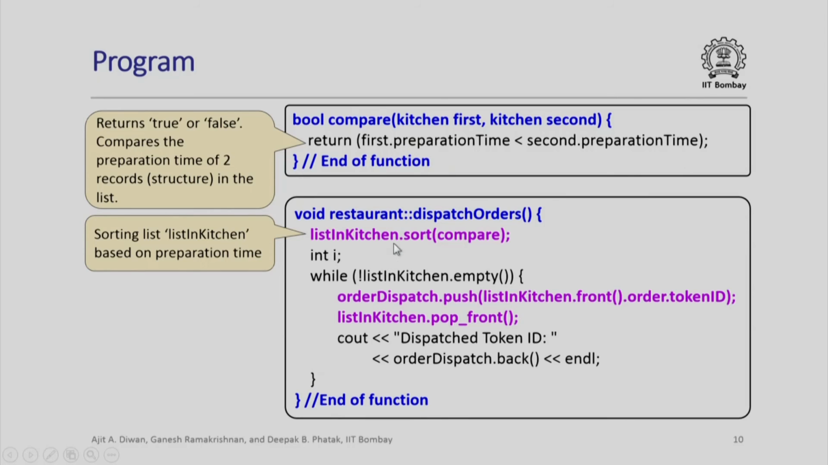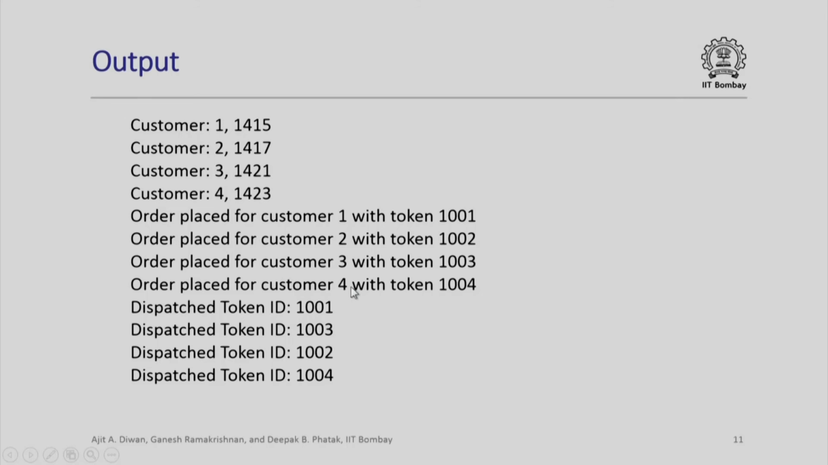All that we now have to do is that once the list in kitchen is sorted, as long as it is not empty, I keep pushing the order dot token ID from the sorted list that I would have got by using this statement. One by one, the order will be sent to the dispatch, it will be pushed out, and that is the end of this function. The output will be same, because we are giving exactly the same input to the program that we did earlier. We will have exactly the same output, you can verify that by running this program.